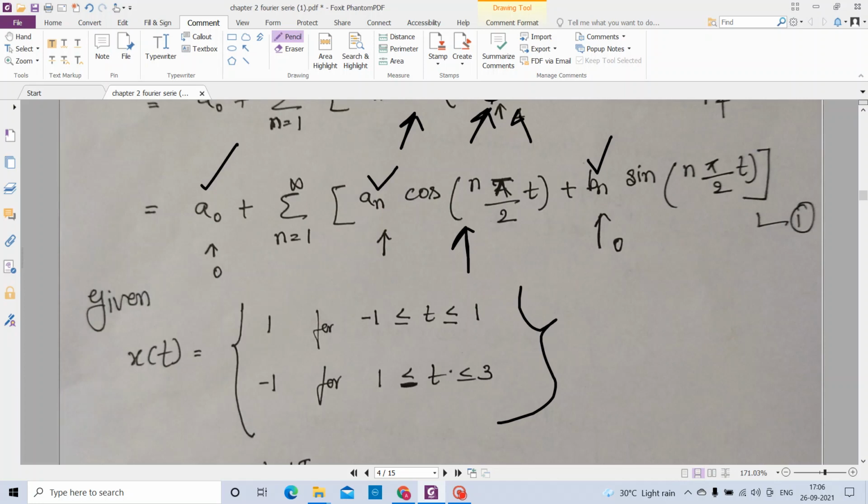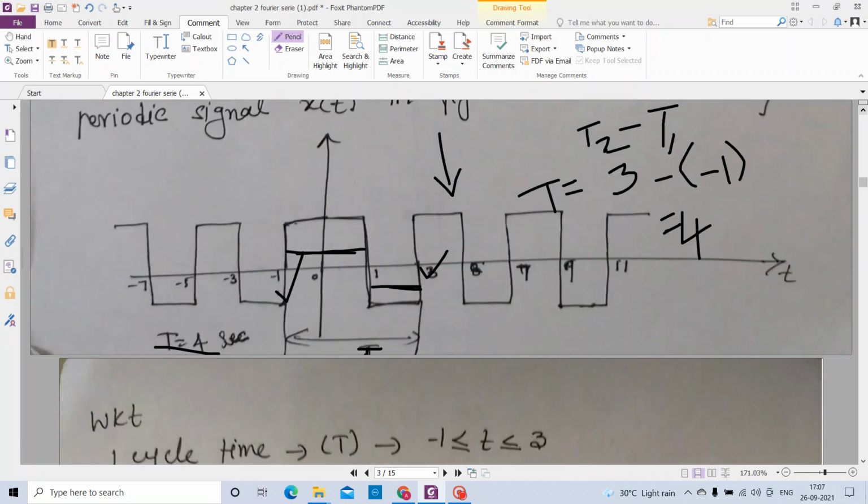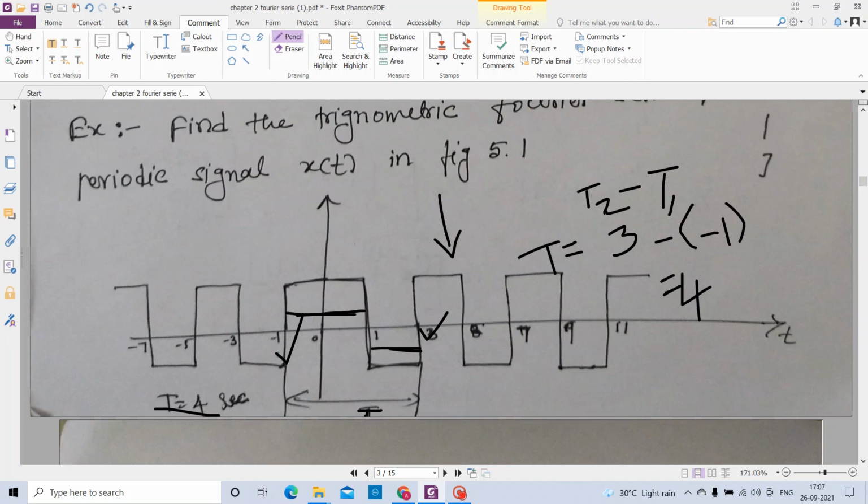So how do I define this equation? You just have to look into the given graphical representation, right? So this is the graphical representation of our problem. Here the amplitude is 1. For the positive half cycle the amplitude is 1, for the negative half cycle the amplitude is minus 1. The positive part lies between the time period minus 1 to 1, and similarly the negative half cycle lies between 1 to 3.